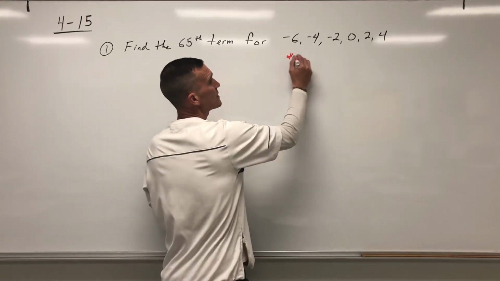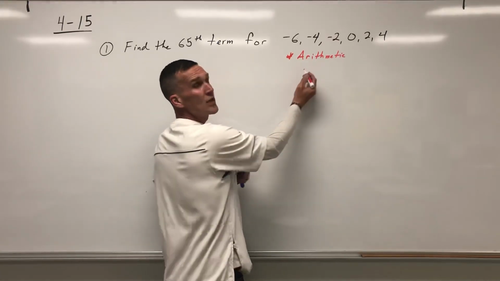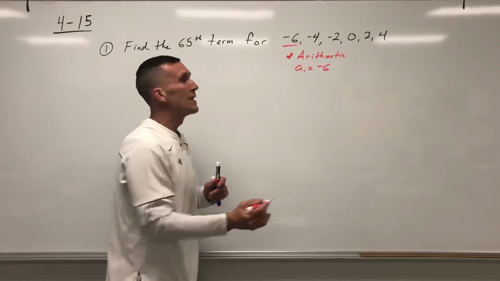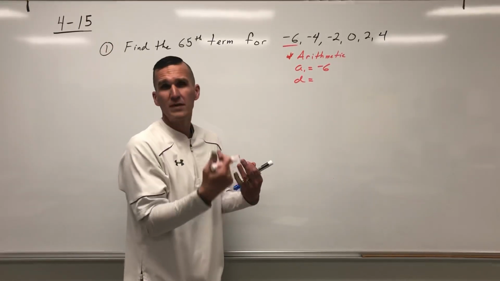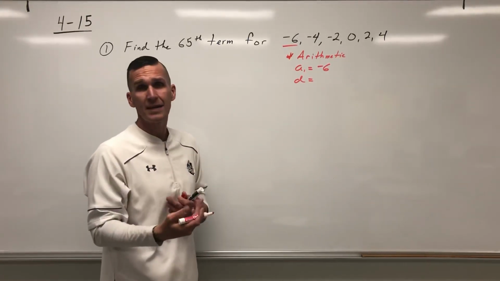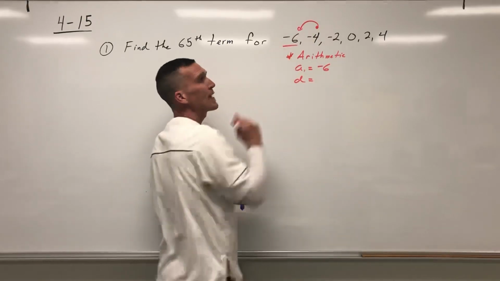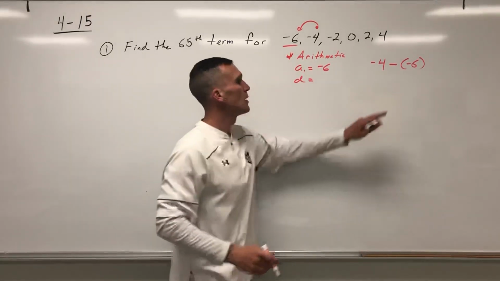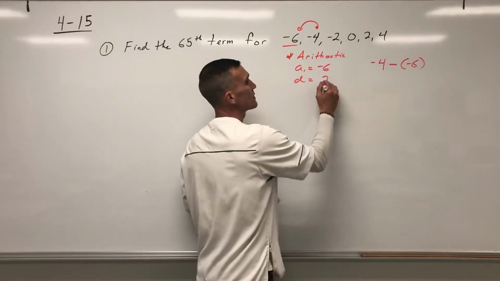Well, the first thing I notice is it is definitely arithmetic. And then I actually know a few key pieces about it. I know a sub 1, or the first term, is -6. But I do need that common difference if you're looking at that formula. Now, I already know the pattern is add 2, so 2 is the common difference. But I can get that by simply subtracting a number with what's in front of it. So if I start with -4 and I minus the term in front of it, well, minus a negative becomes plus, and -4 plus 6 is 2. So the common difference is 2.